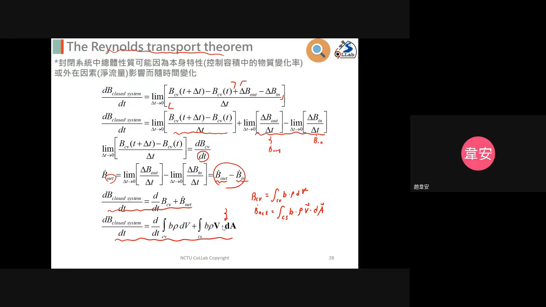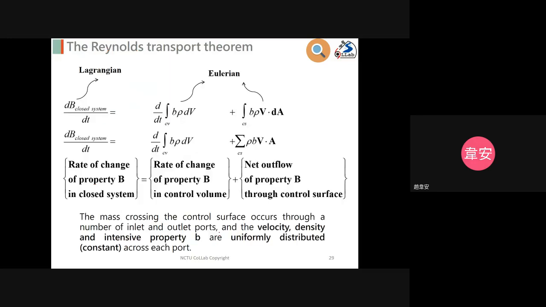And notice that there is the dot operator, not the scalar. So for some physical property exchange along the control surface, we need to consider the dot product operator. Okay, so here the slides just introduce the physical meaning of the Reynolds transport theorem.